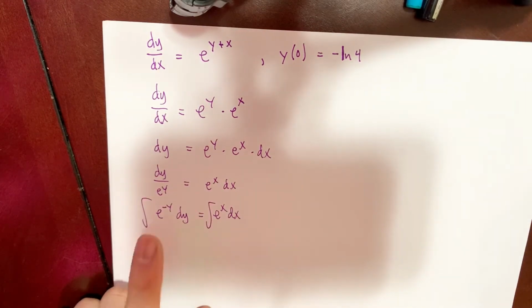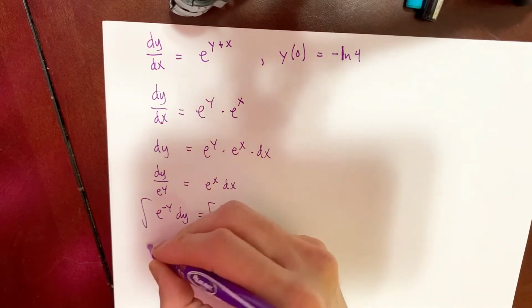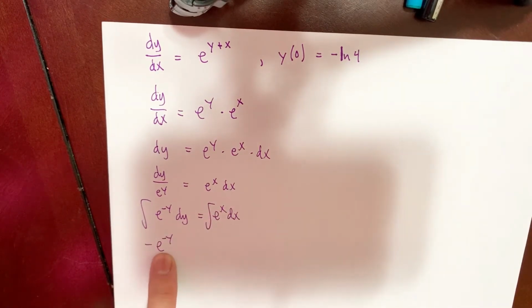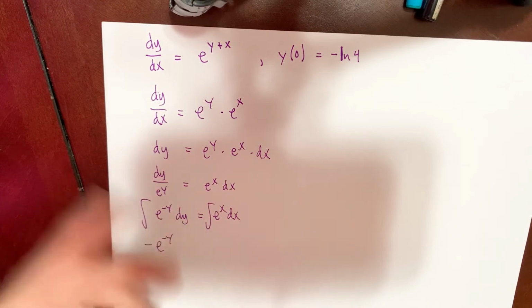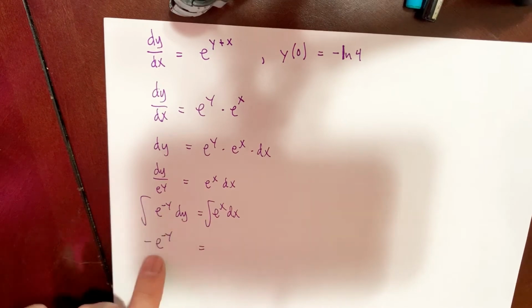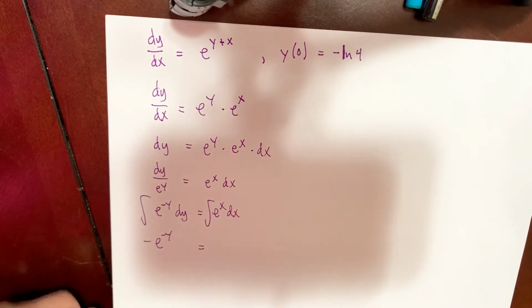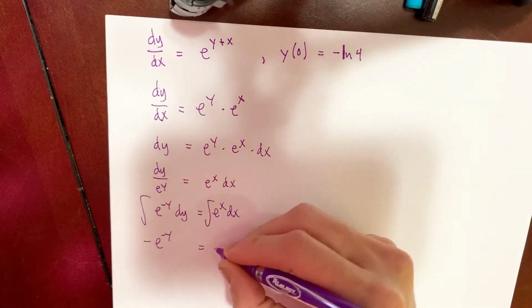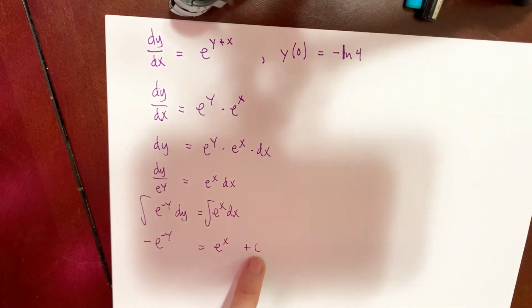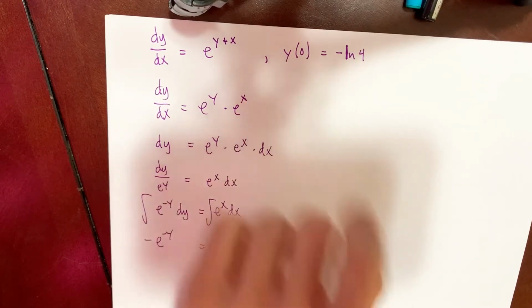So the antiderivative of this is going to be negative e to the negative y, because if I take the derivative of this, I get that if I apply the chain rule. Equals, so I'm assuming that you guys have discussed antiderivatives. The antiderivative of e to the x is itself. But of course, there is perhaps some initial value c, and that's when this initial condition comes into play.